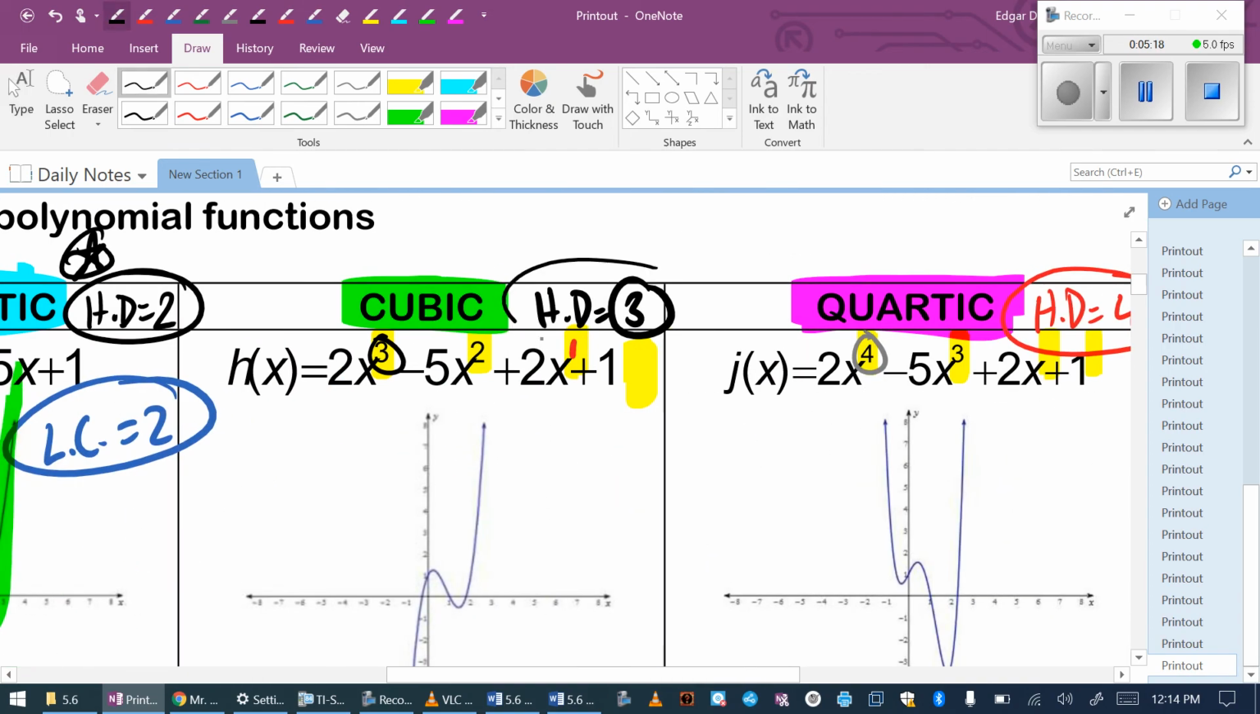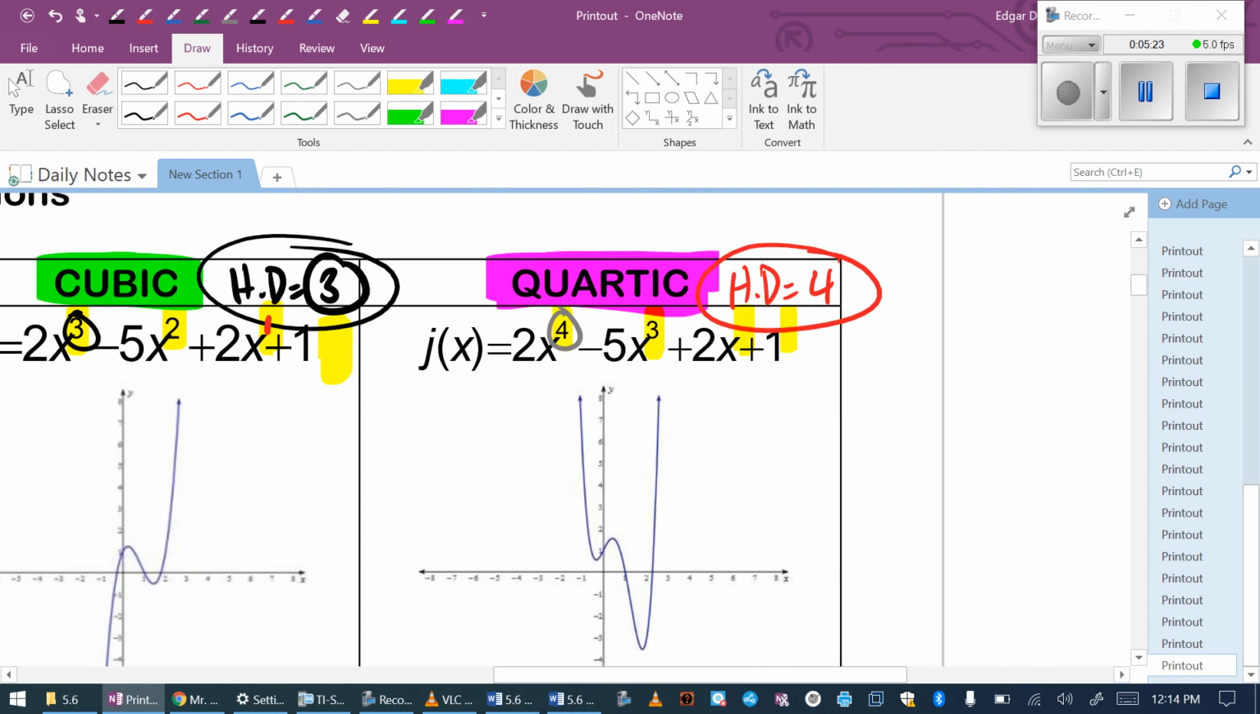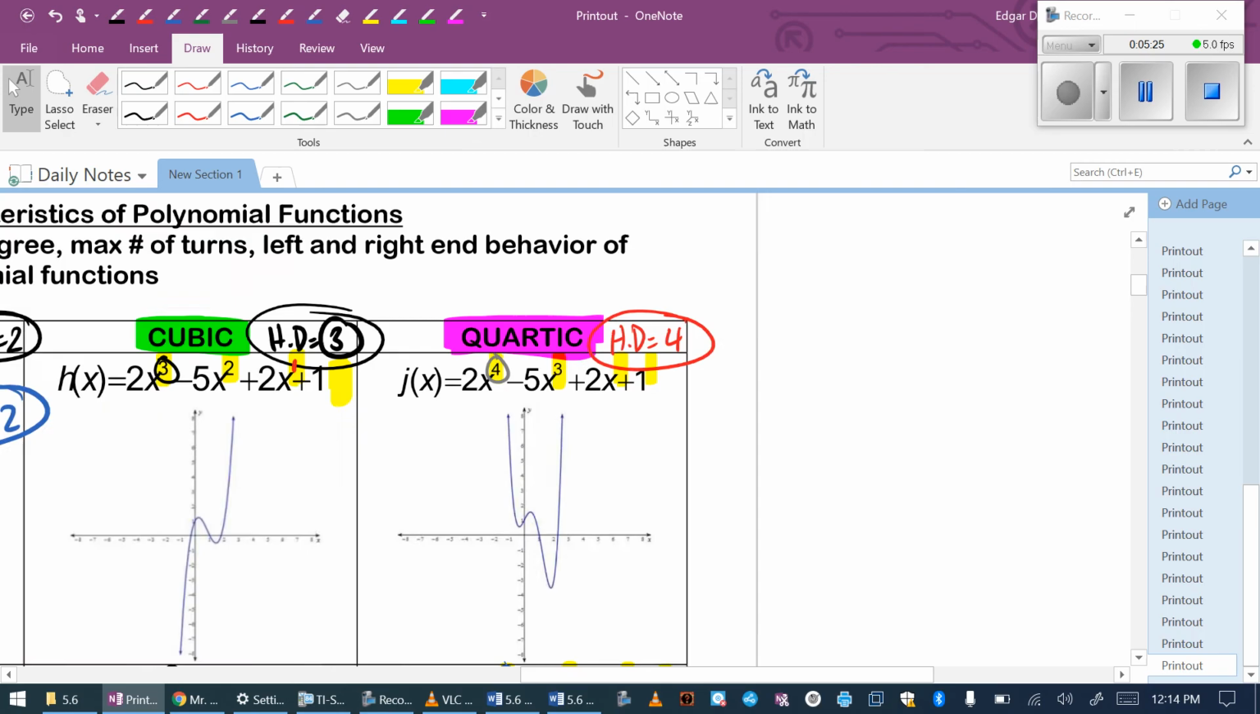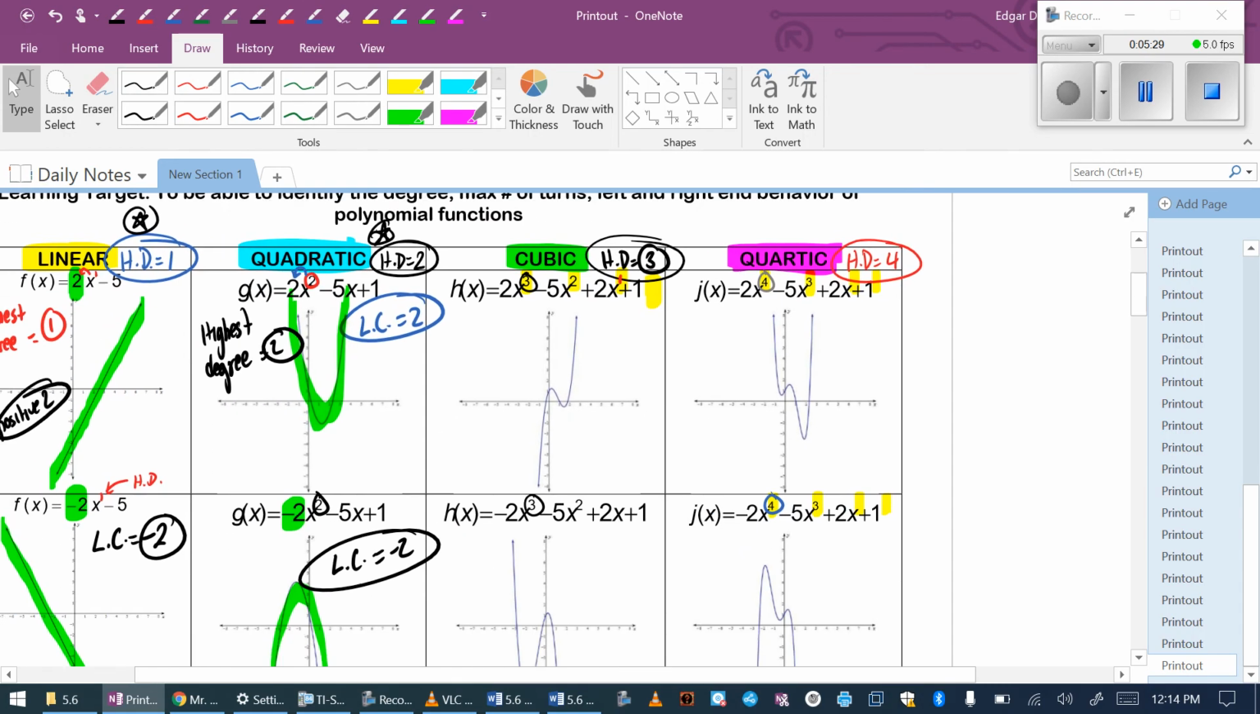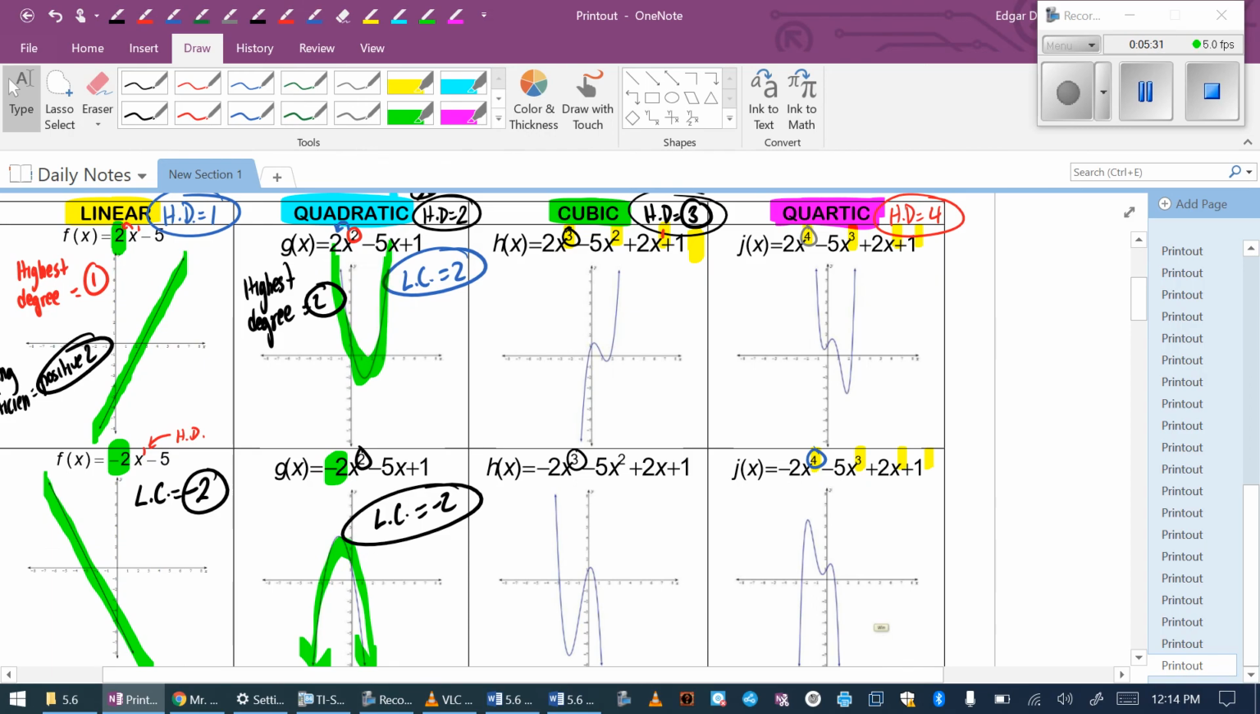We actually already wrote this one down. The highest degree for a cubic function is going to be 3, so the highest exponent is 3. And finally, for a quartic function, the highest exponent is 4. This is what we mean by higher degree polynomials, guys. We can keep increasing that as much as we really want.